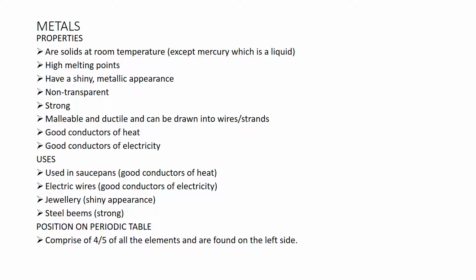What are the properties of metals? Metals are solid at room temperature, except for mercury, which is a liquid. So room temperature is 25 degrees unless you are told. They have high melting points. They have a shiny metallic appearance. They are non-transparent, so you cannot see through them. They're strong. They're malleable and ductile and can be drawn into wires, strands.